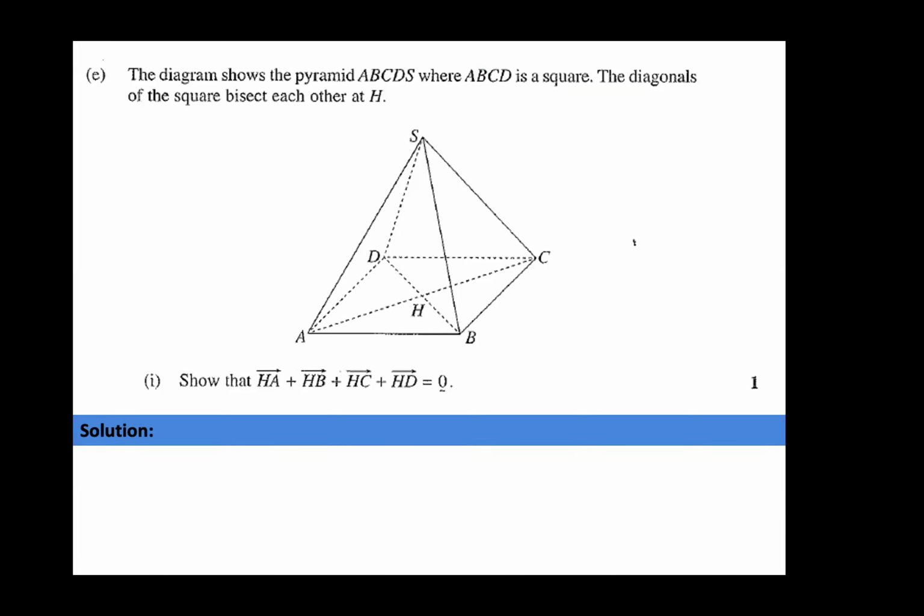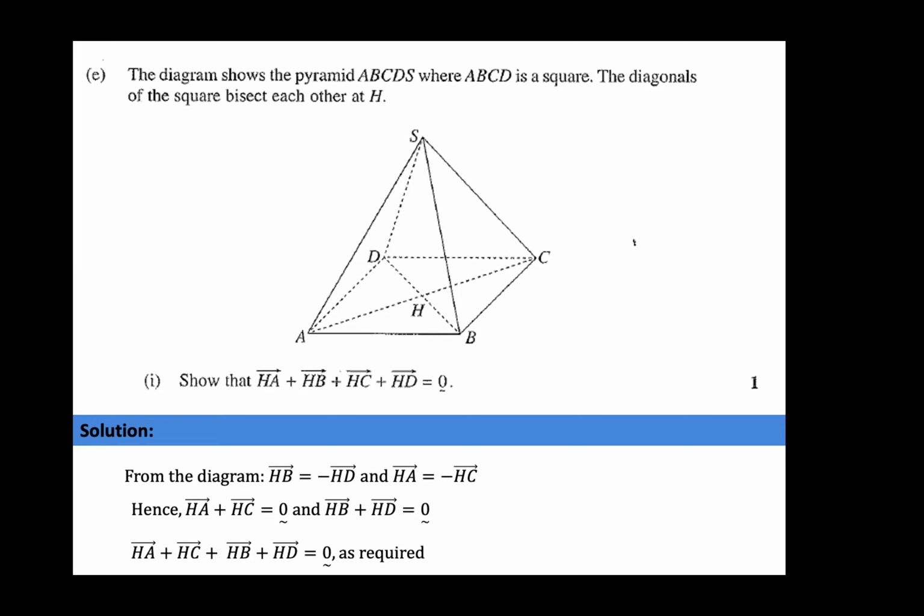Part E was about vectors in 3D, and the first part was to show the result given. From the diagram, it was simple to show that the vector HB is the negative of vector HD, given the information at the beginning that it's a square and they were diagonals. Similarly, HA is equal to minus HC. Hence, we can get HA plus HC is 0 and HB plus HD is 0, which when adding, we get the required result.